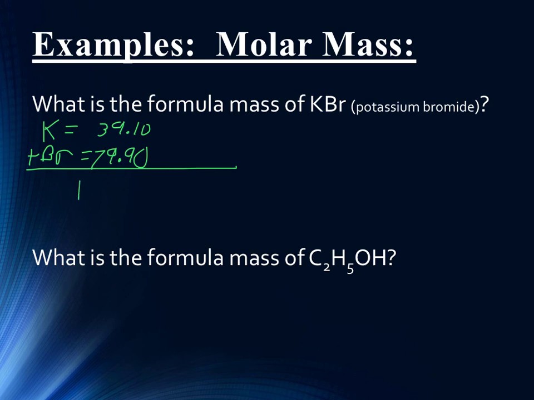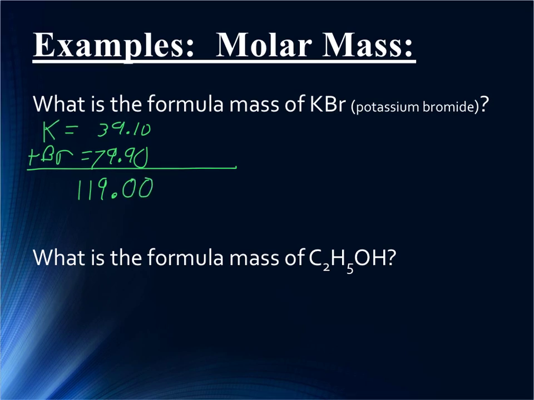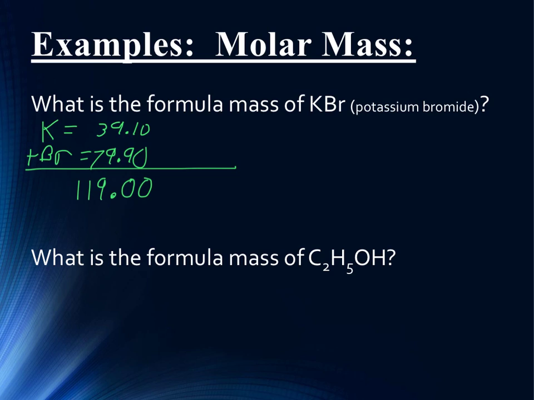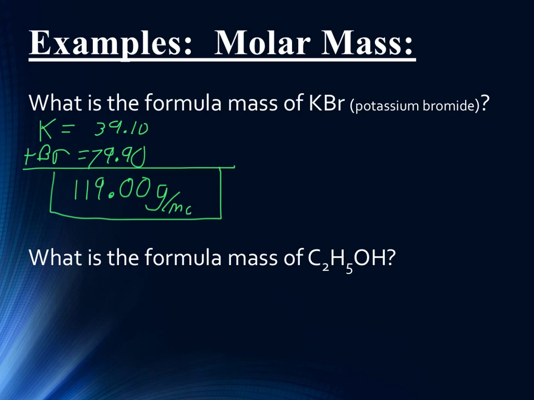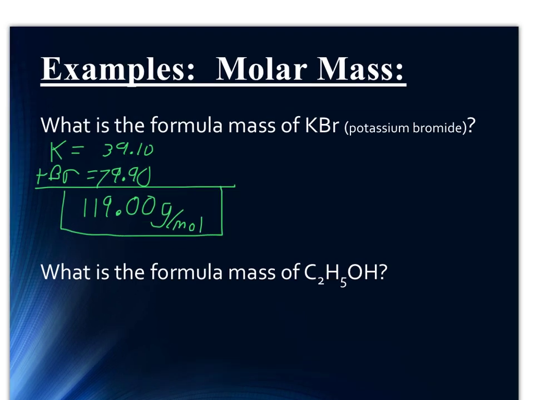I get 119, but those go to 2 decimals, so I need the double zero. I've got to keep my sig figs intact, and this would be in grams. All right. Or like I said, if you wrote grams per mole, I would also mark it right, because essentially we're talking about the same thing here. I would take either.